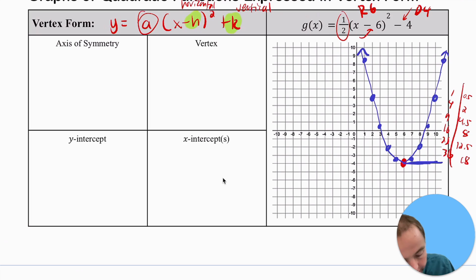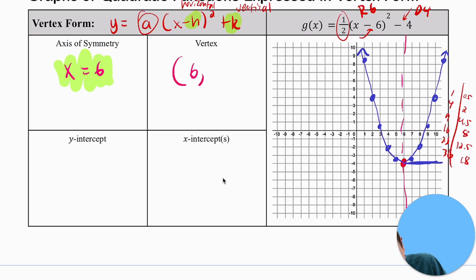All right, and then finding some of the characteristics of this. So clearly the axis of symmetry is going to go right through that positive 6 right there. So x equals 6 gives you the axis of symmetry. The vertex is at positive 6 because it went right 6, and then negative 4 because it went down 4. So 6, negative 4 is the vertex.